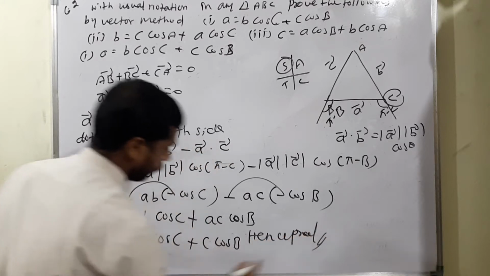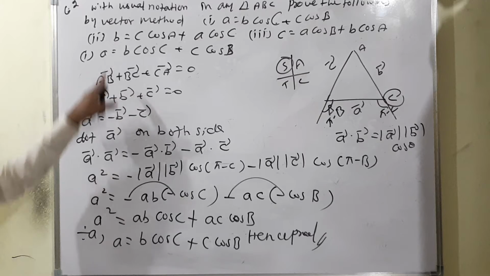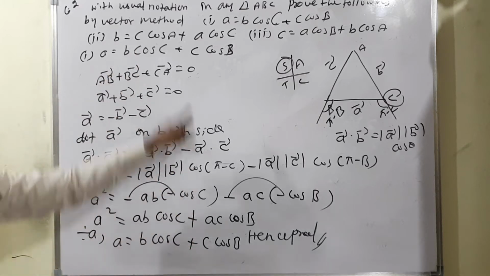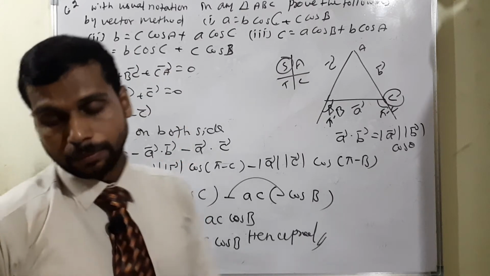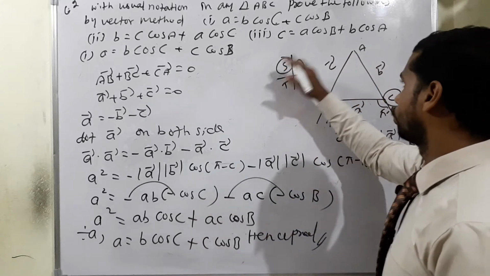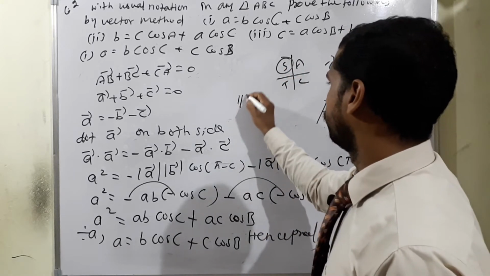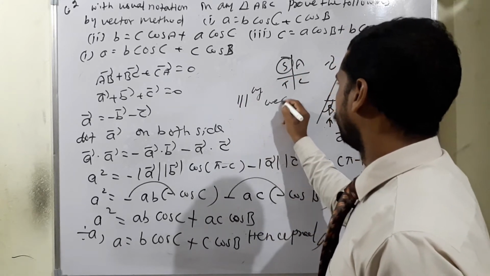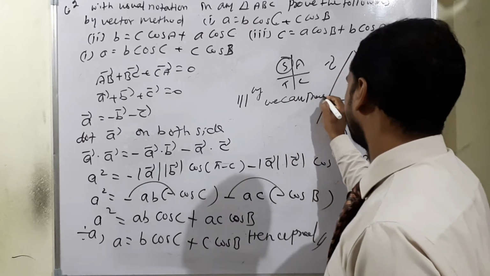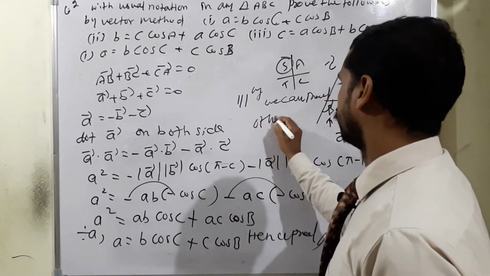So, hence proved. Look at there: a is equal to b cos C plus c cos B. So, hence proved. Similarly, we can prove subdivision 2 and 3 results also. Similarly, we can prove the other results also.